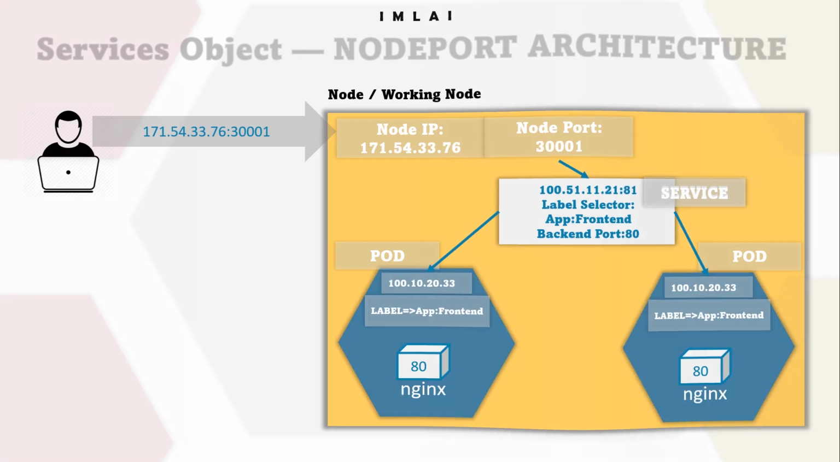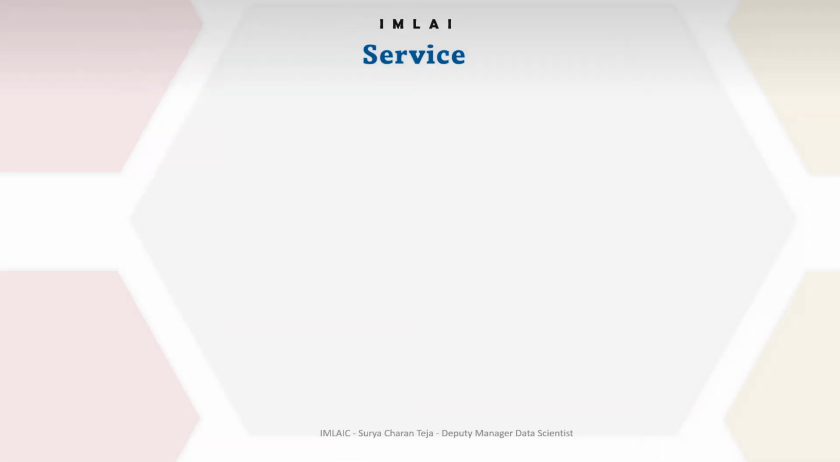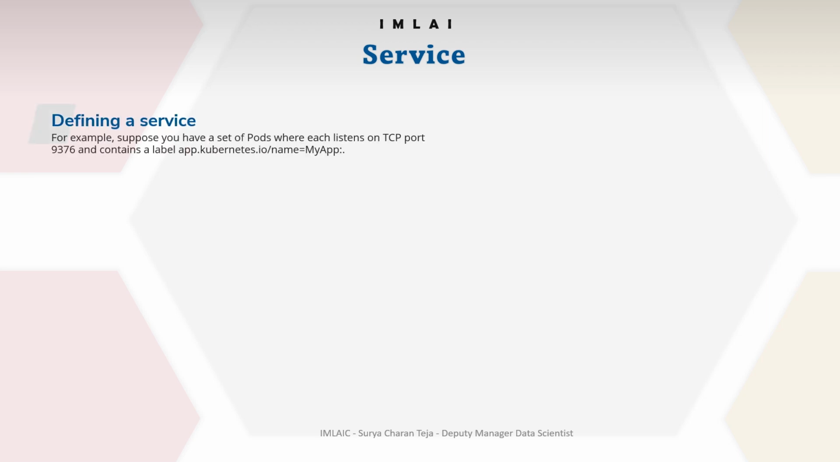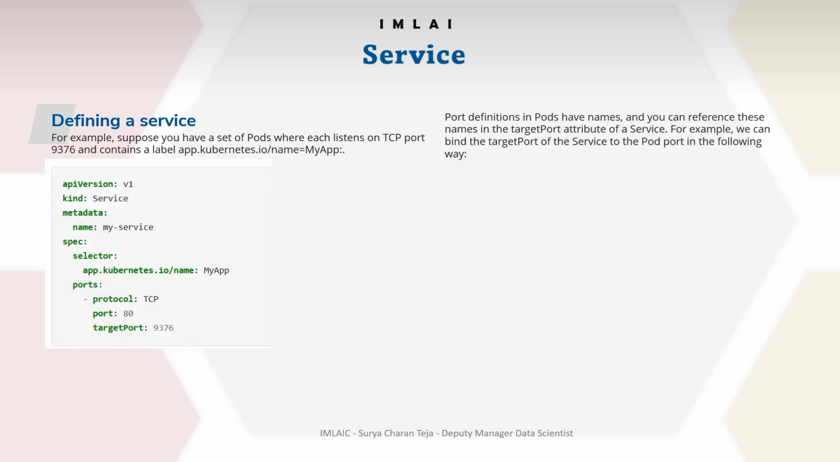So now let's look into one example here. Let's define a service first. For example, suppose you have a set of pods where each listens on TCP port 9376 and contains a label. So this is how it looks. Basically, a service definition file looks like this.